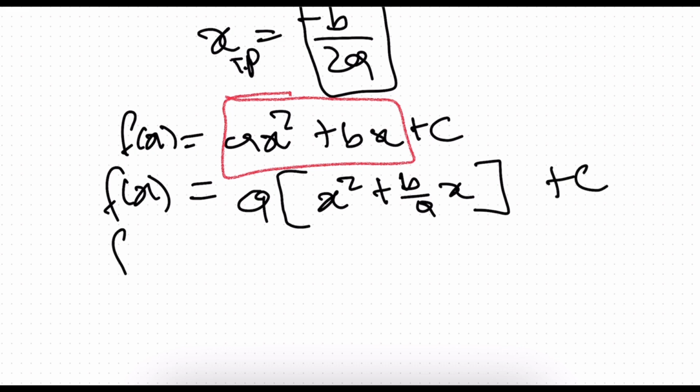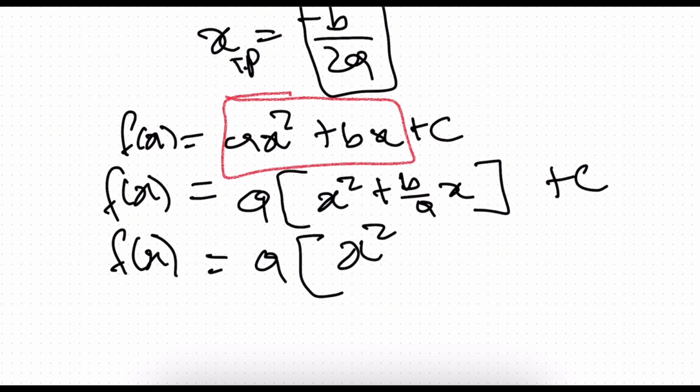So after this, you literally have your f of x equal to a. Then you try and convert this into more of a quadratic format. You literally have your x squared, you lack a c here, plus b over a. So what you do here is you take this guy over here, you divide it by 2, then you square it.